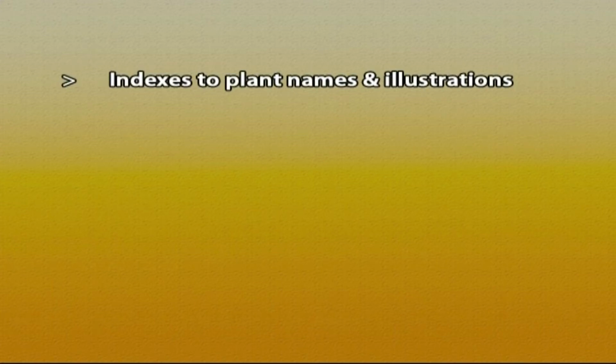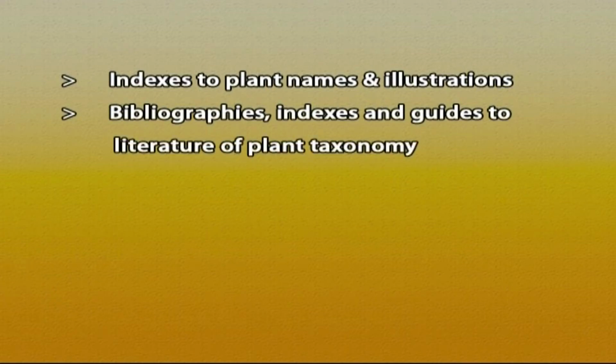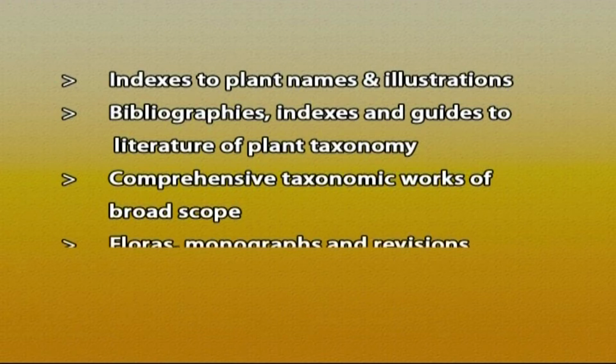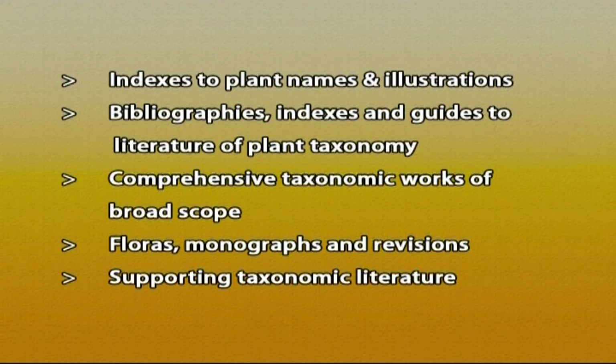Now, the second part, that is the source of taxonomic literature, which will be much more detailed. The various forms of taxonomic literature can be discussed under the 5 main headings. Number first, indexes to the plant names and illustrations. Second, bibliographies, indexes, and guides to the literature of plant taxonomy. Third, comprehensive taxonomic works which are of broader scope. Fourth, floras, monographs, and revisions. And the fifth and last one, that is supporting taxonomic literature.